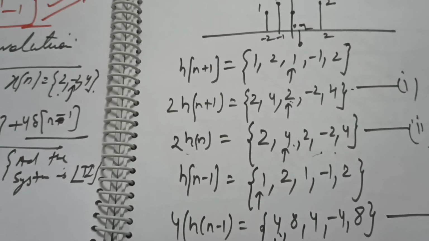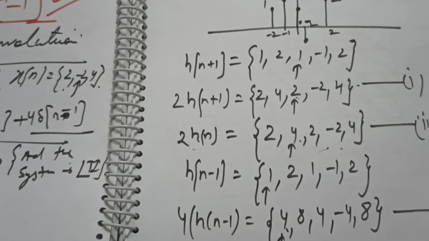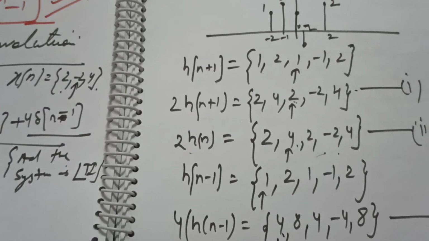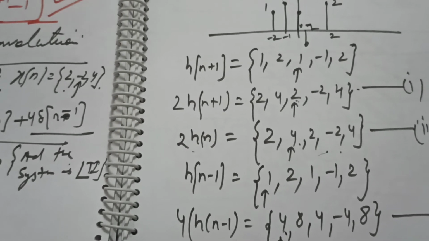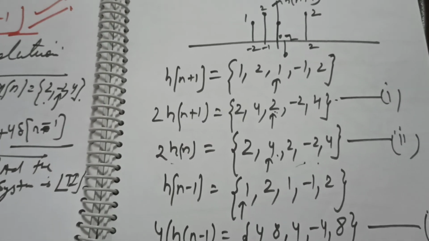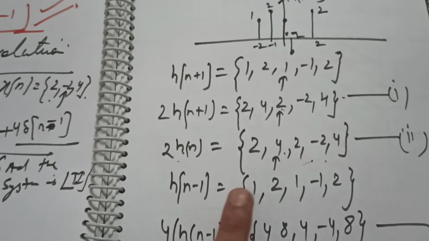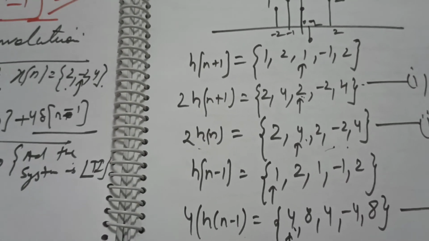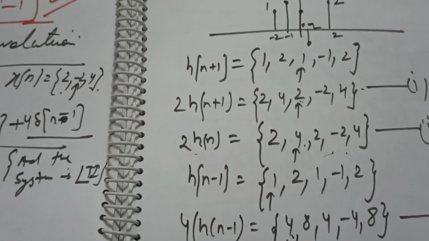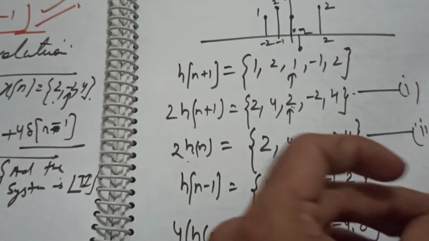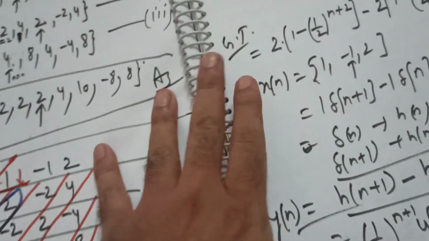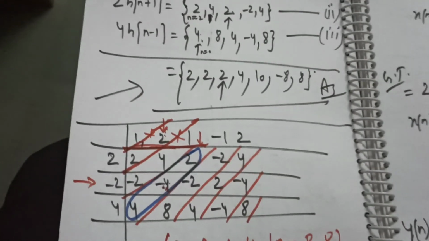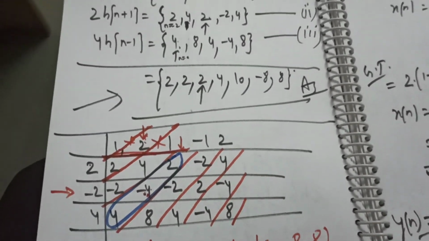Now h of n minus 1. It is nothing but we have to shift the signal towards right. That is, this signal will get shifted, giving us 1 2 1 minus 1 2. Then it becomes 4 h of n minus 1. That is, we have to multiply it by 4, and then we will simply add the entire response. This is what is happening. We are adding the entire response.